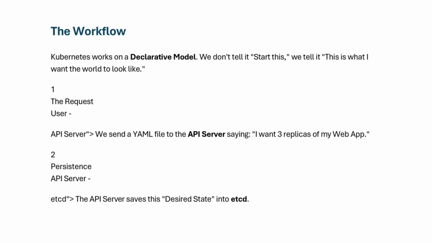So the workflow would be: Kubernetes works on a declarative model. We don't tell it to start this, we tell it this is what I want the world to look like. So first, the request: user to API server. We send a YAML file to the API server saying I want 3 replicas of my web app. Persistence: API server to etcd. The API server saves this desired state into the etcd, that is like the standardized database.